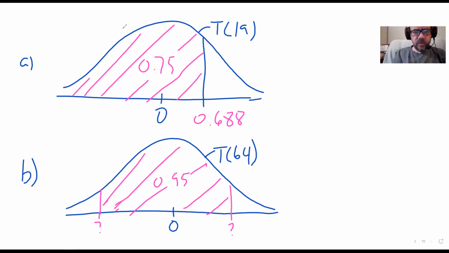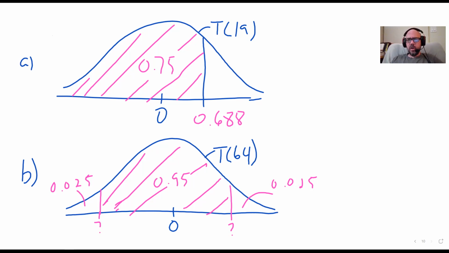Now, the thing to remember here is since this is 95% of the data in the middle, there's 5% on the outside, which gets split into 2 pieces. So this is 0.025 over here and 0.025 over here. So 2.5% on each side. So when I do inverse t, I'm going to be using 2.5% and 97.5%.